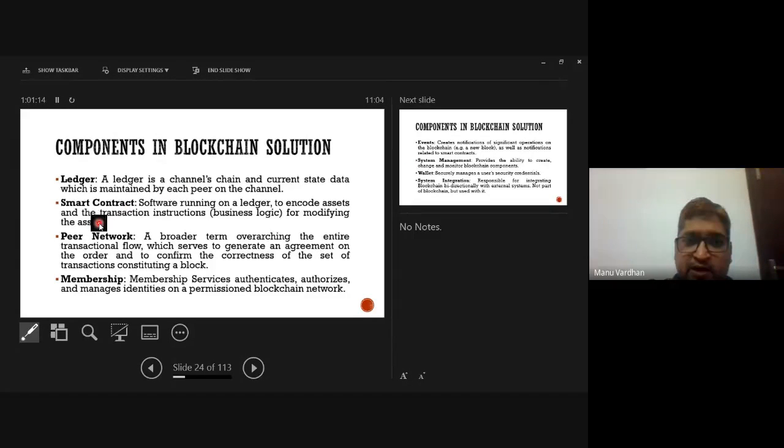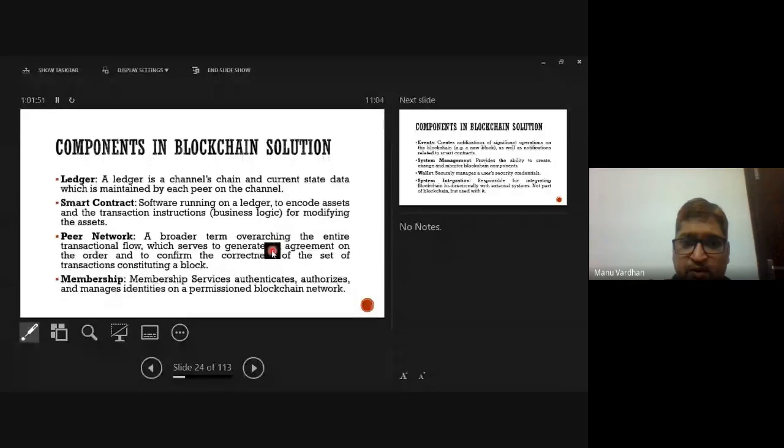So then we have smart contracts. As I've told you earlier, it is nothing but a pre-coded set of instructions that will get automatically triggered if the committed set of services is not delivered. So it's a kind of software running on a ledger to encode assets and transaction instructions, business logic, for modifying the assets. Then we have a peer network. So basically we are talking of a decentralized peer-to-peer network, on top of which we are running our blockchain.